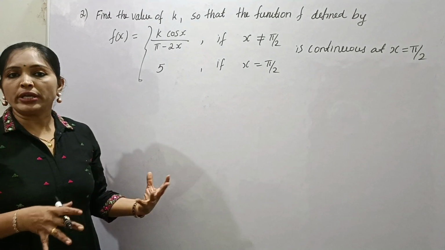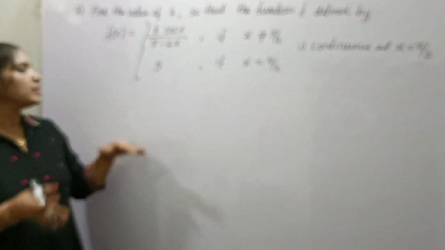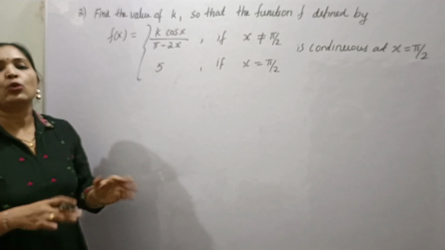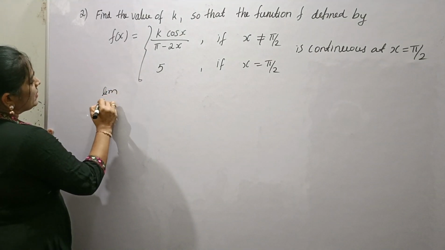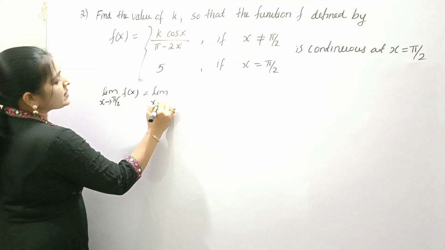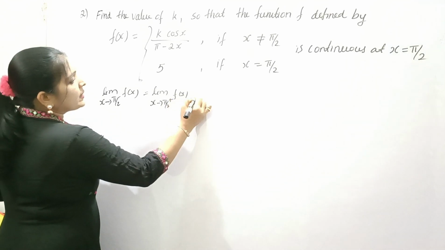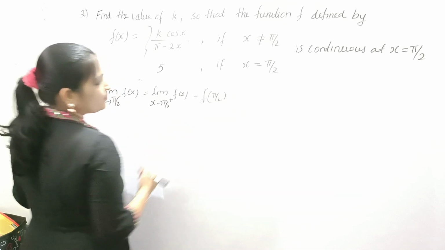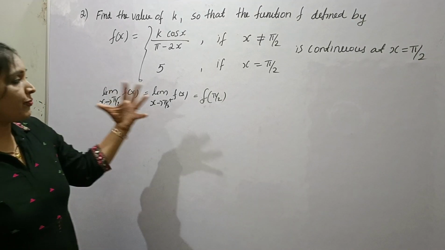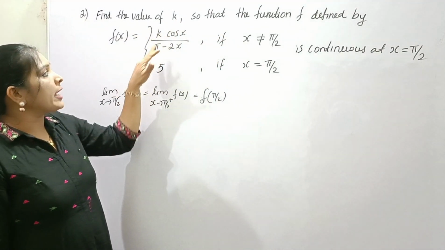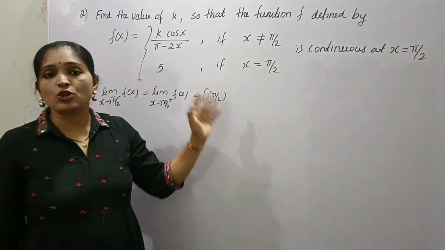Okay. So here according to the definition of the continuity, we know that left hand limit, that is limit x tends to pi by 2 minus f of x, that is equal to right hand limit, that is equal to value of the function, right? Limit x tends to pi by 2 minus f of x, that is equal to limit x tends to pi by 2 plus f of x, that is equal to value of the function, that is f of pi by 2. Okay, and it is given that the function is defined by f of x is equal to this one, that is k cos x divided by pi minus 2x if x not equal to pi by 2.